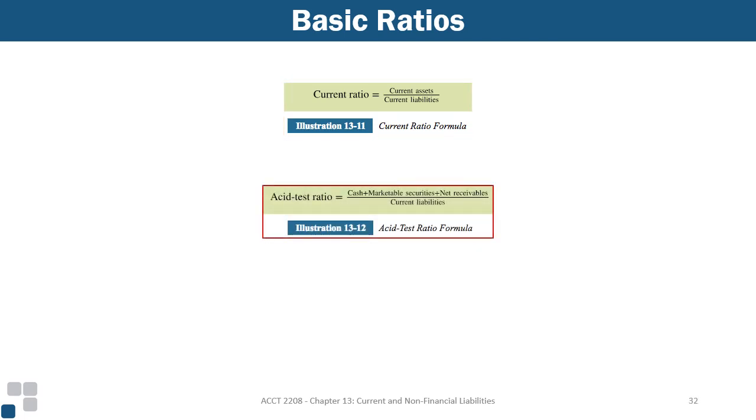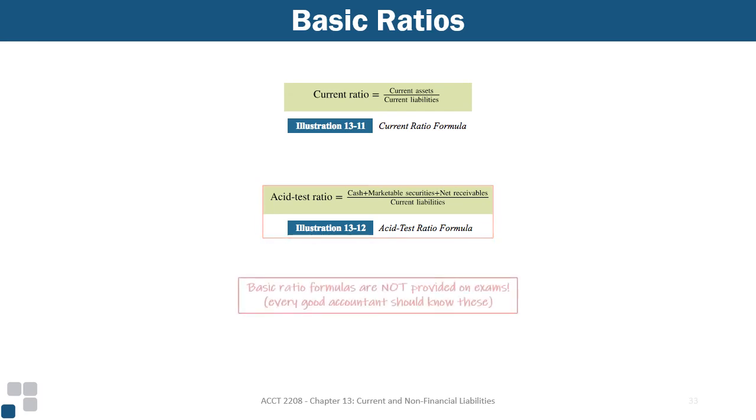Then there's the acid test ratio, and that's basically your cash plus marketable securities plus net receivables. So there's a difference between that and current assets, because your current assets can include inventory, it can include prepaid expenses. So when you look at cash, your marketable securities, which are basically investments that are convertible into cash very quickly, and net receivables, which are typically turned into cash fairly quickly. So it is a very, very short-term kind of cash ratio, and that's divided by your current liabilities. Again, these ratios or the formulas are not provided on exams. Every good accountant should know them.